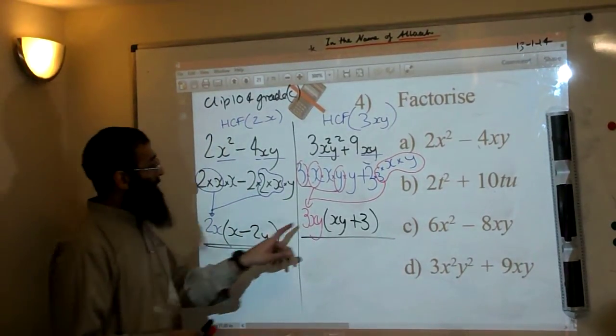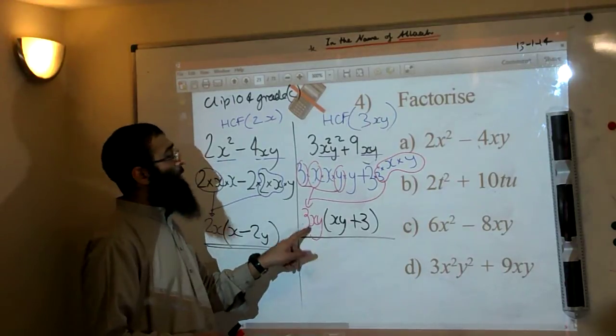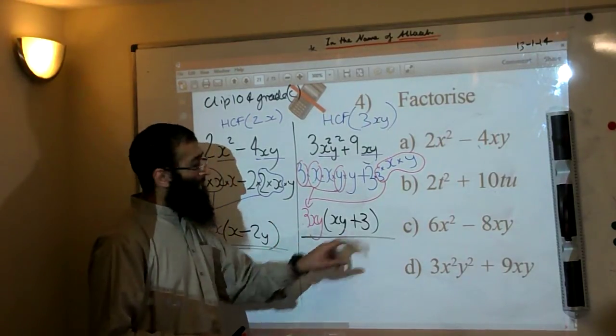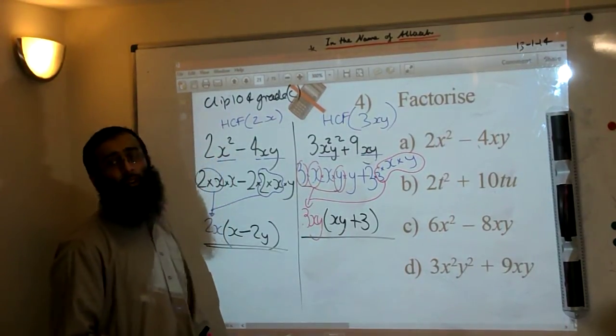If you want to test it, 3xy times by xy will give you 3x squared y squared. And 3xy times by 3 will give you 9xy, which is exactly right.